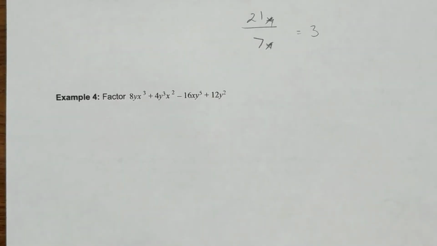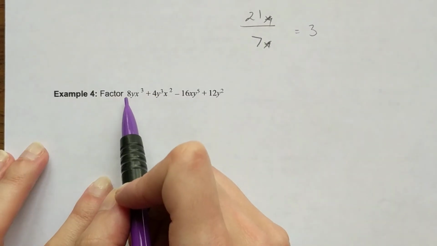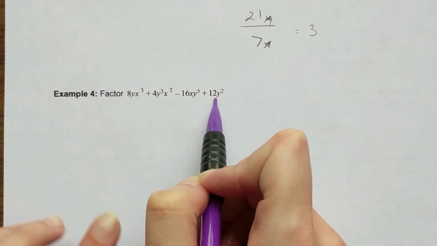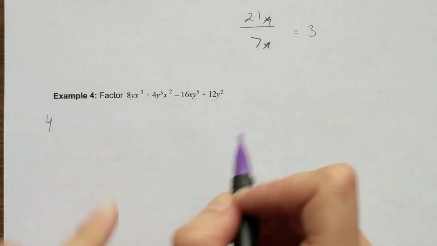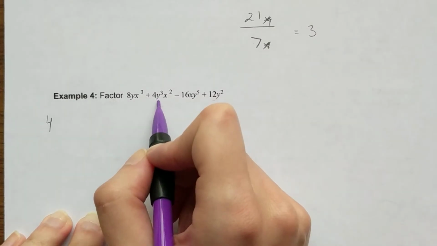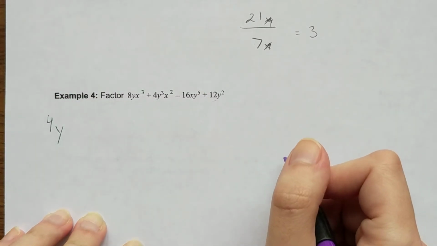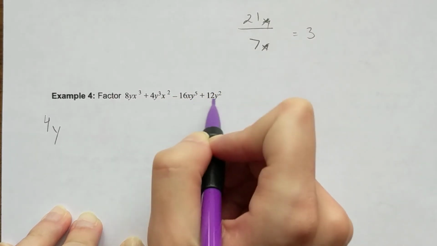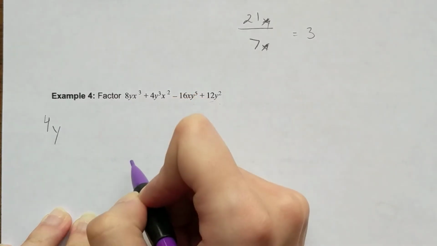Let's look at our last example here. A little bit more complicated because there's more terms and more letters. First, let's look at the numbers. 8, 4, 16, 12. What is the greatest common factor between all of those? It's going to be the number 4. Now I'm going to start by checking my y's. Do I have y's in every single term? Oh, the answer is yes. I'm going to put a y here. How many y's can I take? This one has 1, there's 3, there's 5, and there's 2. Well, 1 is the smallest number, so I can only take 1.